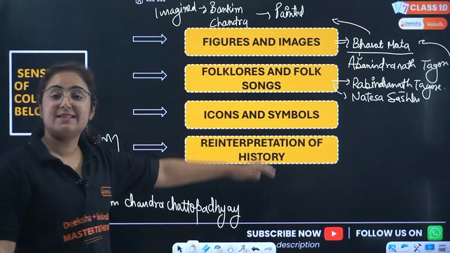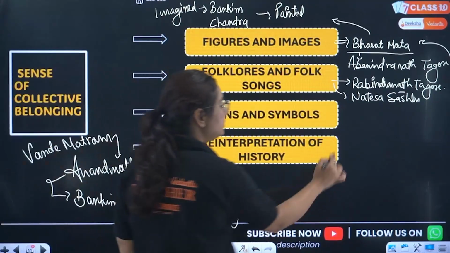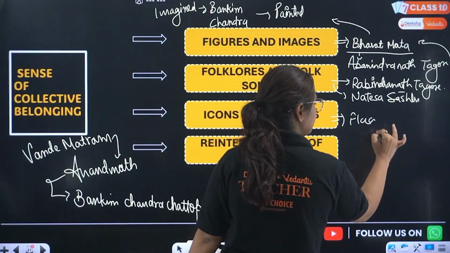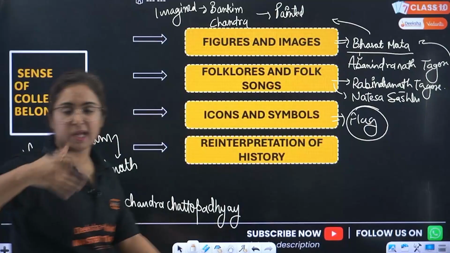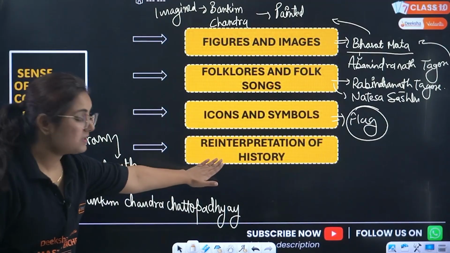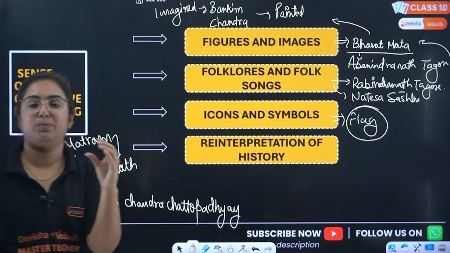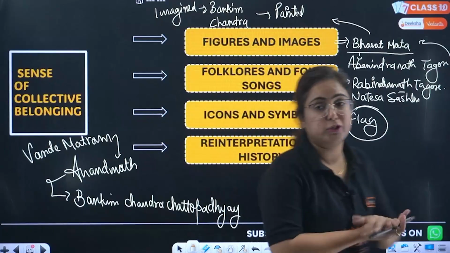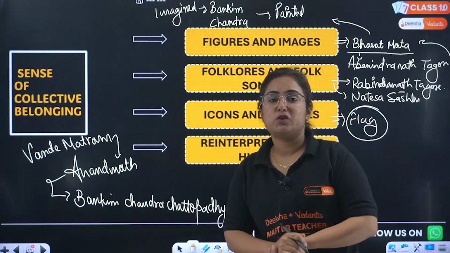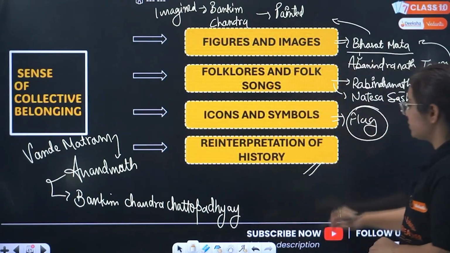Again, icons and symbols became like the flag. So we will see the history of the flag. It evolved during the time of the freedom movement, and then comes the important topic, that is reinterpretation of history. What do we mean by this word, beta?